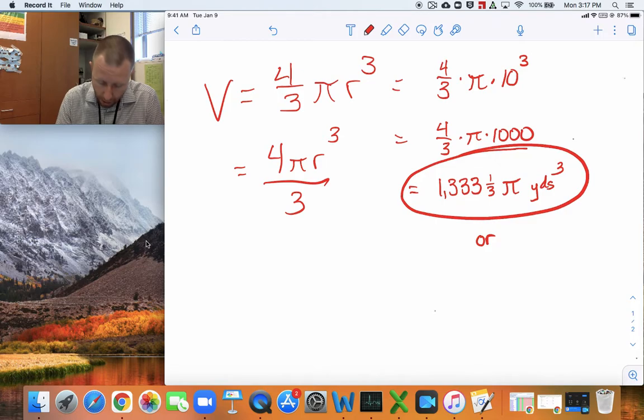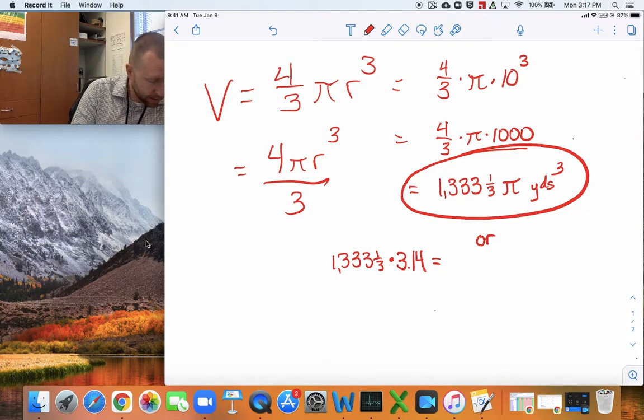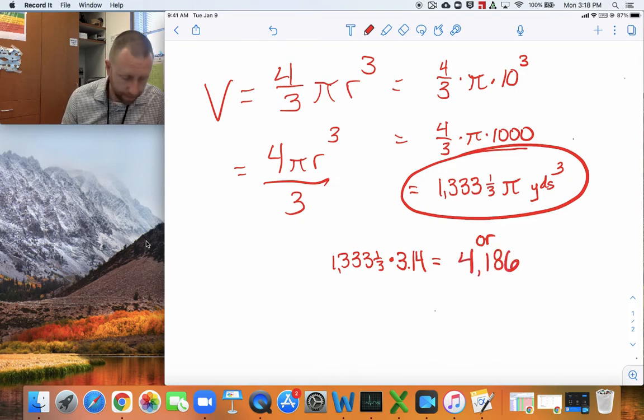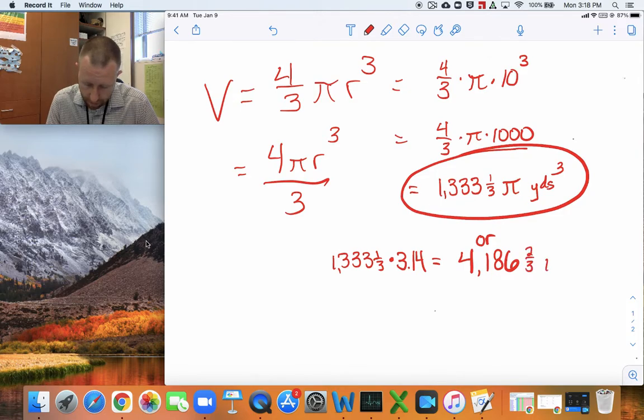So I've got to multiply 1,333 and 1/3 times 3.14. Okay, and when I do that, use my calculator real quick, times 3.14, I get 4,186. And again, it's 0.6 repeating, which we know is 2/3. So 2/3, not pi. We do not need pi for this one. And that is yards cubed, or cubic yards.